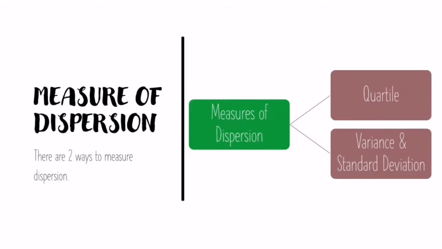Okay, so for measure of dispersion, there are two ways to measure dispersion. First is through quartile, and the second one is variance and standard deviation. But today we are only going to focus on quartile.